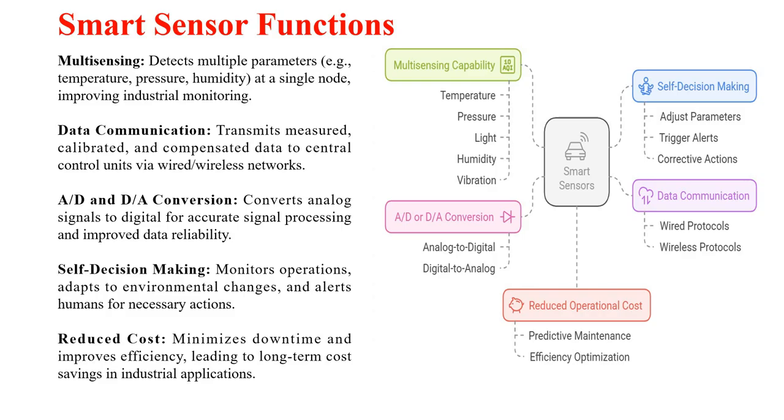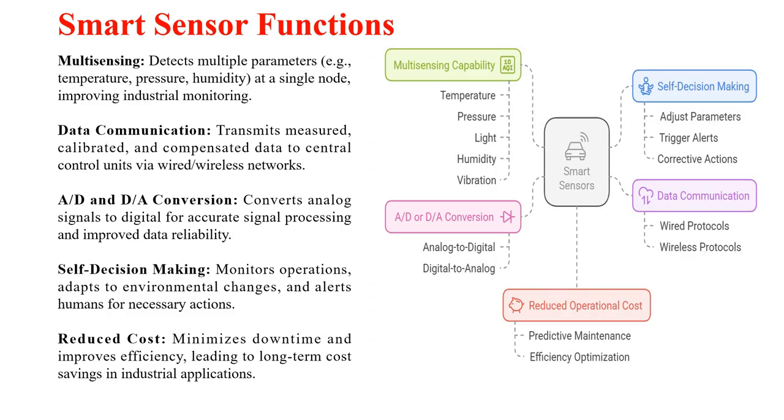The key functions of smart sensors are, first, multi-sensing capability, where smart sensors can detect multiple physical parameters like temperature, pressure, light, humidity, vibration on a single node. This capability is highly beneficial in industrial production units, where monitoring multiple conditions simultaneously ensures optimal performance and quality control.